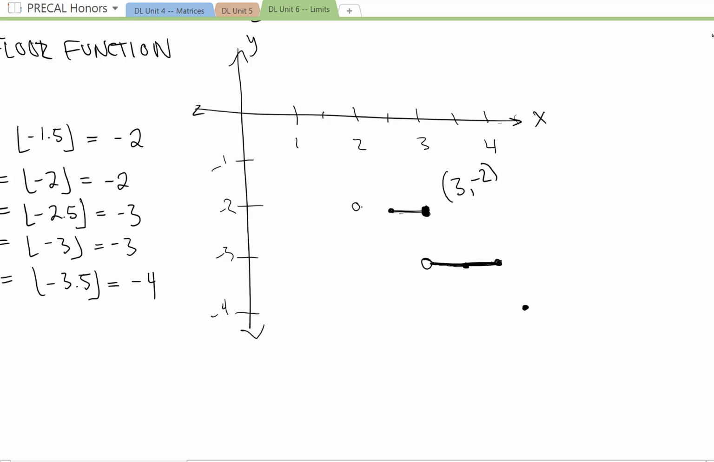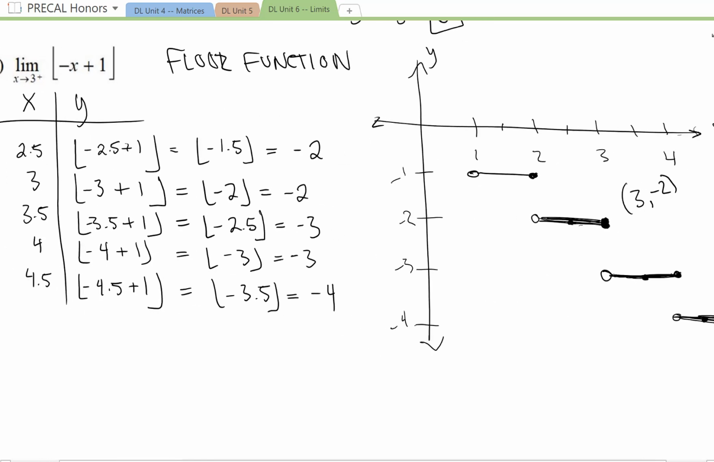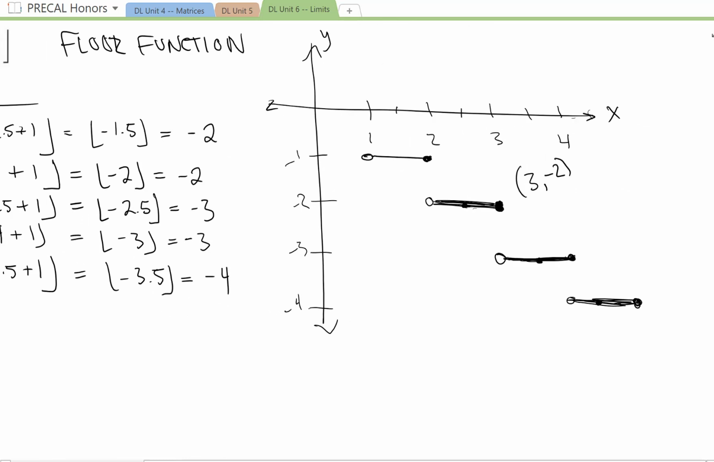Going to 2, at 2, negative 2 is where I'll put my next hole and continue building it. Going up 1 unit, and then a hole. Here we should have a hole directly underneath that, and then going 1 unit to the right. Here is our floor function. So now what is the limit as x approaches 3 from the right-hand side? As we're approaching 3 from the right, we are approaching -3.